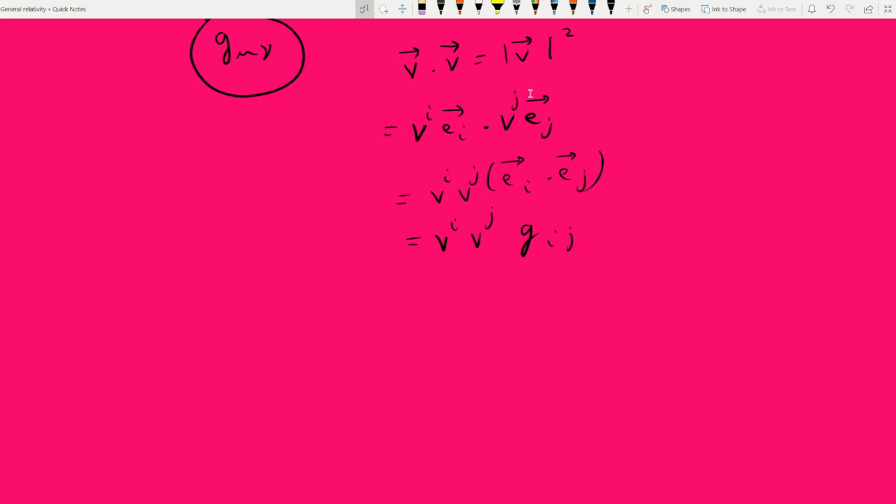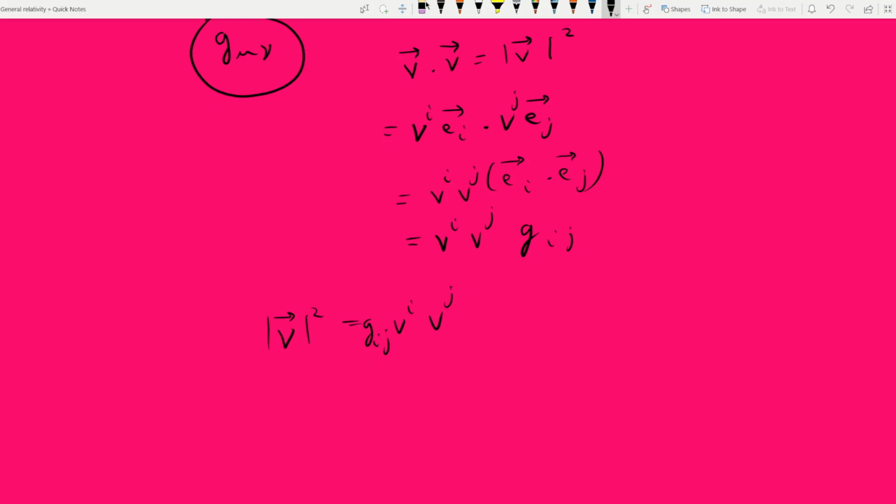Now let's talk a bit more on this equation. We can write the modulus of v squared as nothing but v^i v^j, and then we have g of ij in the front.